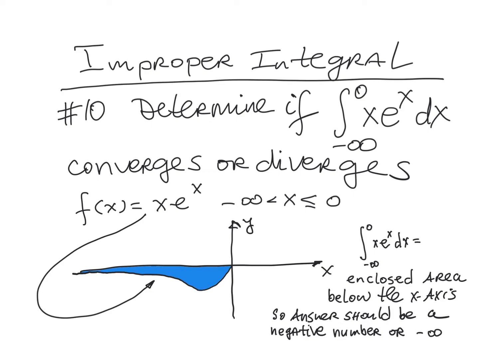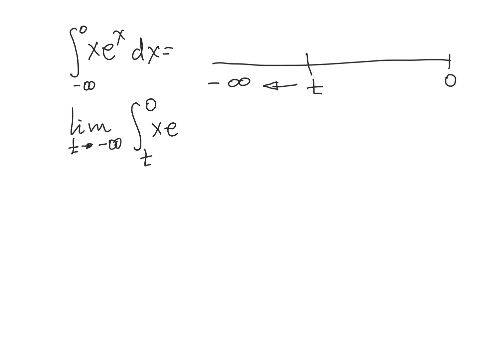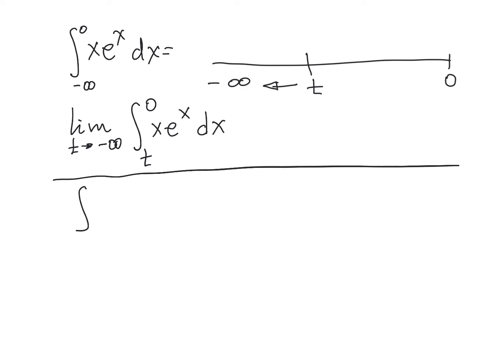So we're going to first express this improper integral in limit form. The integral from minus infinity to 0, x e to the x dx. Here is the interval. It's from negative infinity to 0, so we're going to let t represent any negative number and let t slide to the left, so t is going to approach negative infinity. Therefore, this improper integral in limit form can be expressed as the limit as t approaches negative infinity of the integral from t to 0 of x e to the x dx.